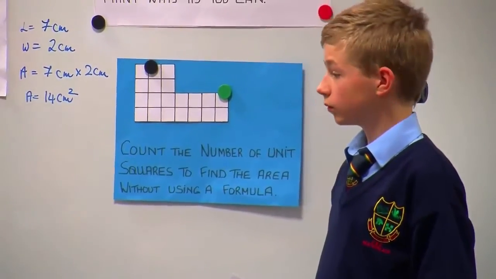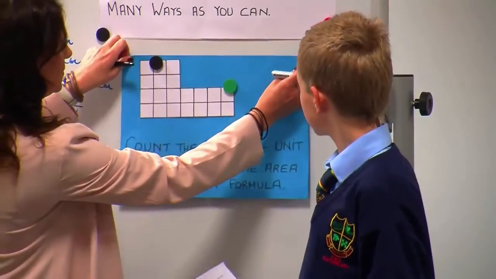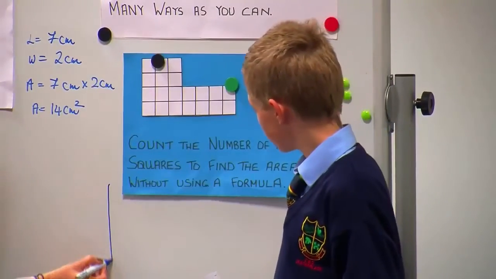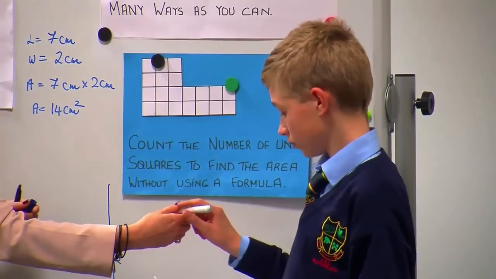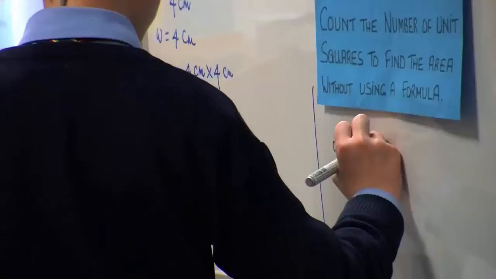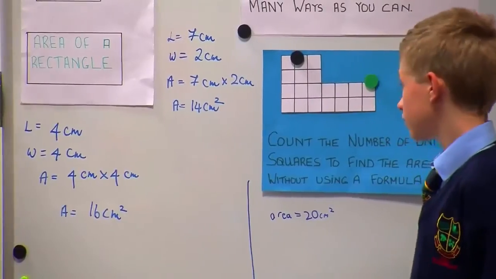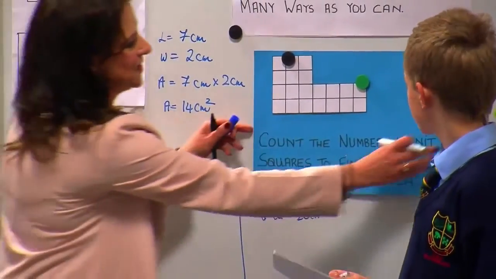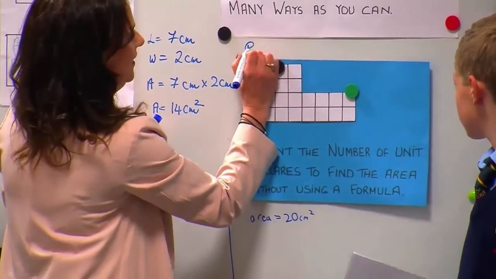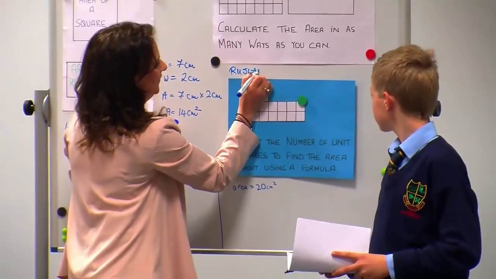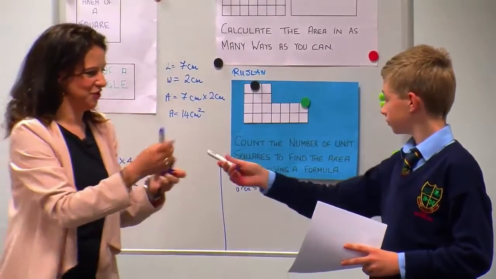So I'm just going to get you to write your work there underneath. So you can put it just there. You can write down what you got. Area equals 20 centimetres squared. So this was, now Ruslan, that was your strategy.